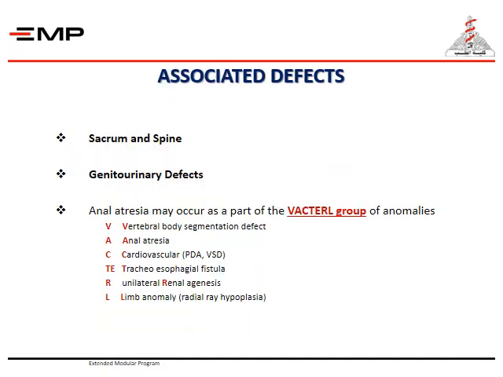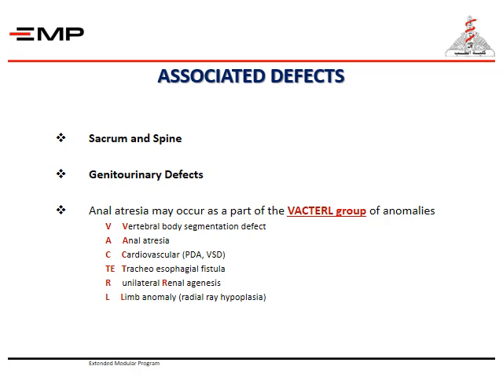1. Sacrum and spine. Sacral deformities appear to be the most frequently associated defect. 2. Genitourinary defects. The frequency of associated genitourinary defects varies from 20% to 54%. 3. Anal atresia may occur as a part of the VACTERL group of anomalies.